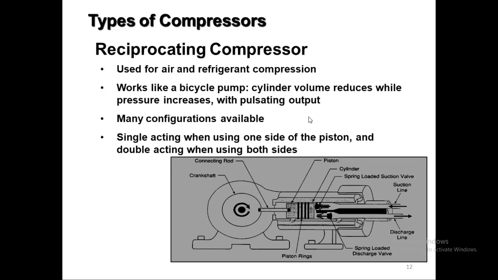Many configurations are available: single acting when using one side of the piston, and double acting when using both sides of the piston. So this is the intake valve and this is the exhaust valve, and this is the piston which is continuously moving back and forth inside the cylinder. There are the suction line and the discharge line. One side will take the refrigerant or the vapor in, and after compressing it, the other side will let it out.